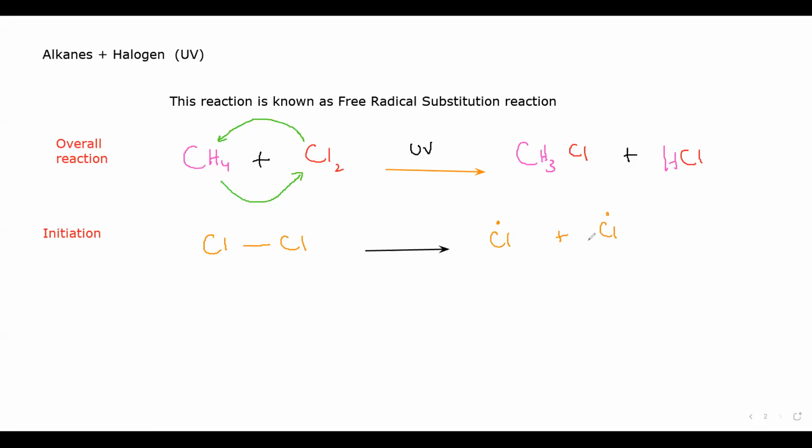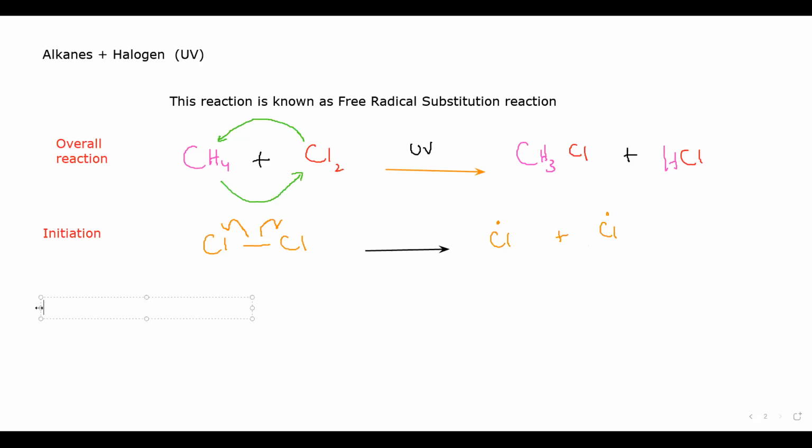When a radical is there, how do we represent it? We put a dot at the top of the element. So chlorine, and how do we represent homolytic bond breaking? Each chlorine will take its electron back, and this results in the formation of chlorine free radical. This we call initiation or startup.